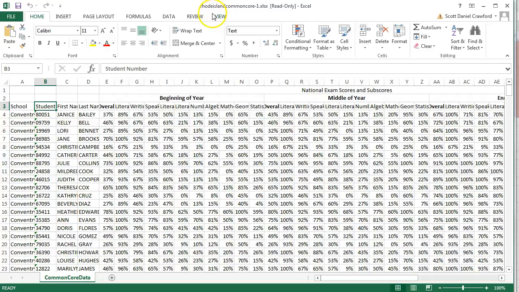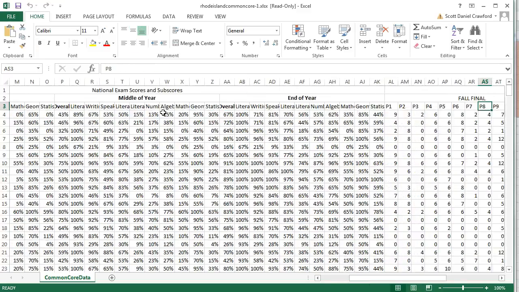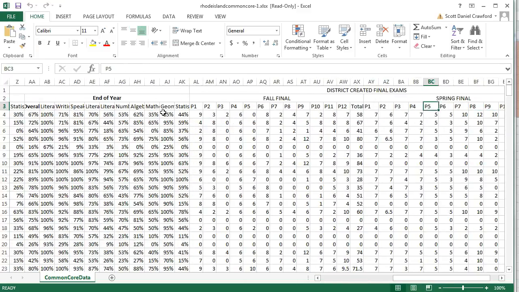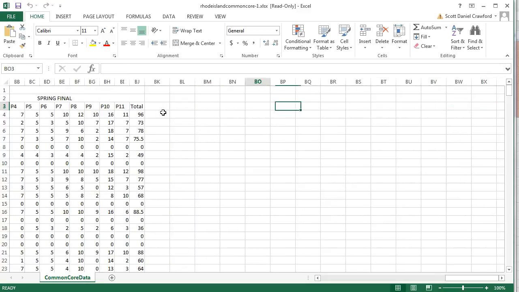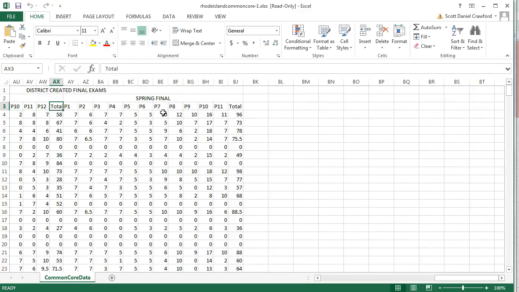It's got Rhode Island, some Common Core requirements that they want the students to learn. Some of these names may have been changed. And there's a whole bunch of different aspects that they test, both in the beginning of the year, the middle of the year, and the end of the year. And then they have some final scores, and we want to look at the total.